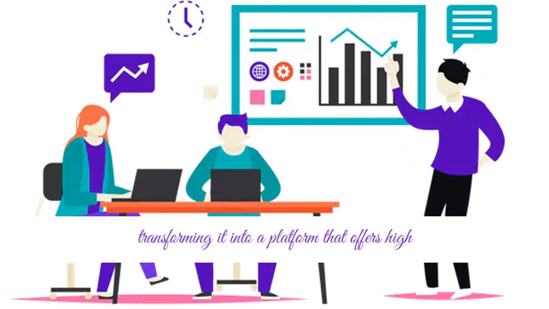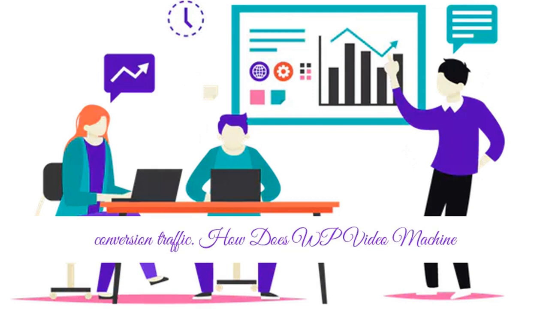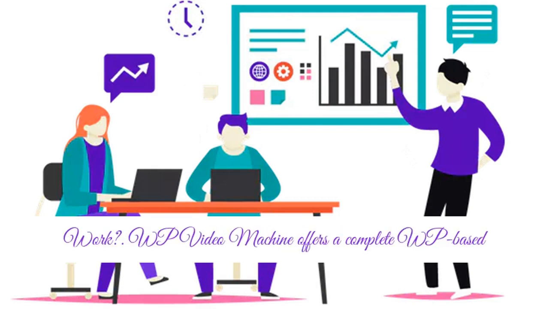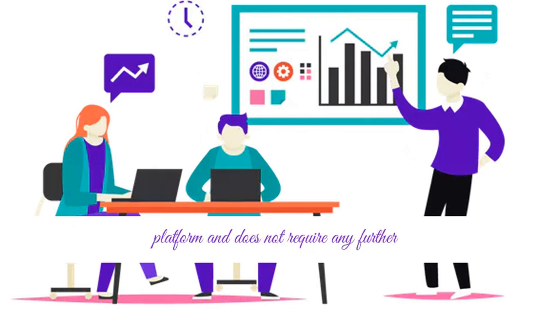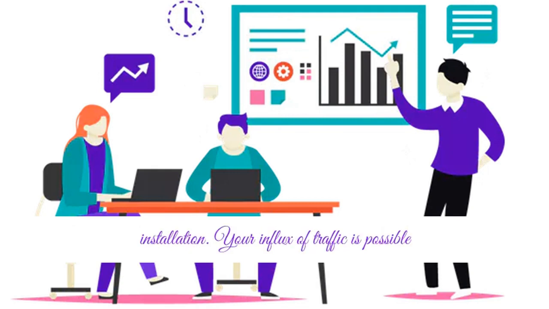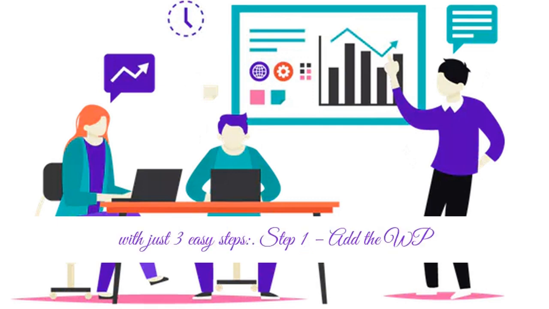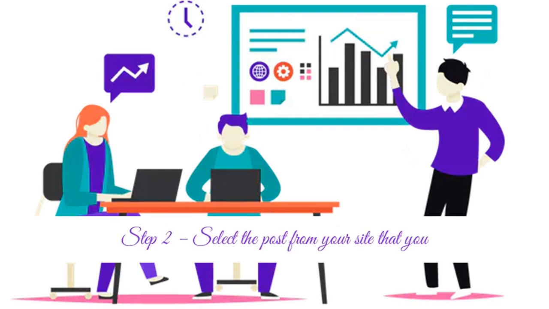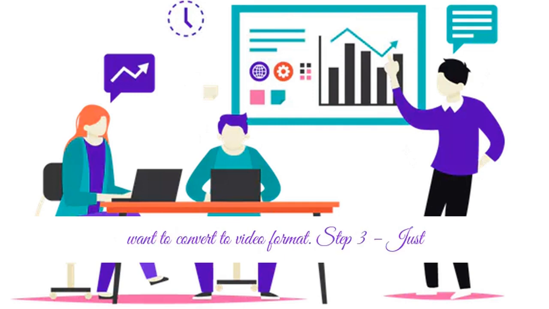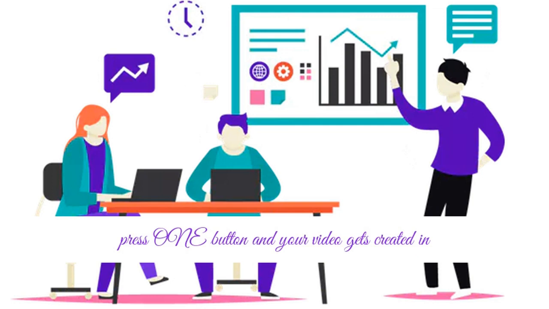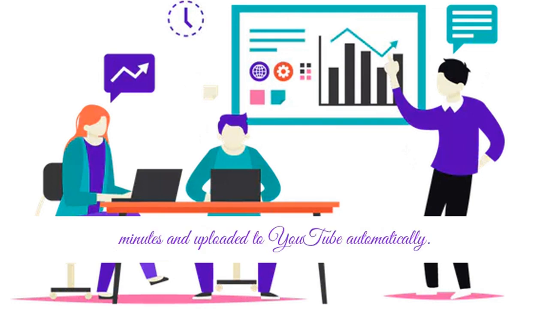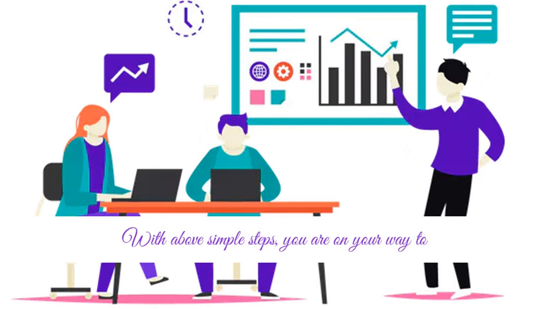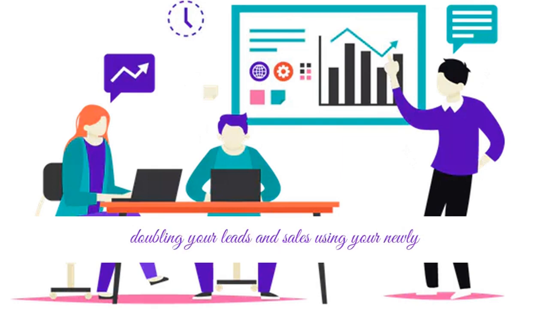How does WP Video Machine work? WP Video Machine offers a complete WP-based platform and does not require any further installation. Your influx of traffic is possible with just 3 easy steps. Step 1. Add the WP Video Machine plugin into your WordPress site. Step 2. Select the post from your site that you want to convert to video format. Step 3. Just press one button and your video gets created in minutes and uploaded to YouTube automatically. With these simple steps, you are on your way to doubling your leads and sales using your newly converted blog posts into videos without you actually making a video.